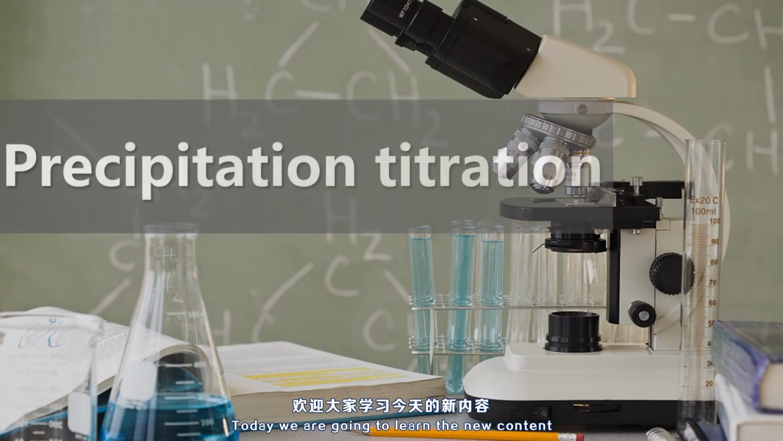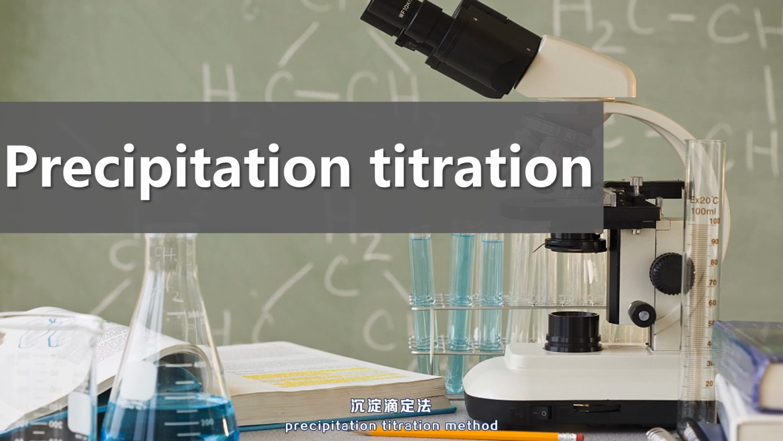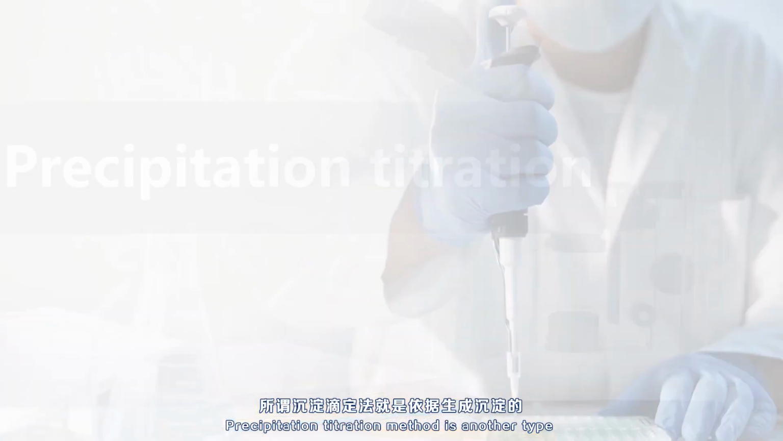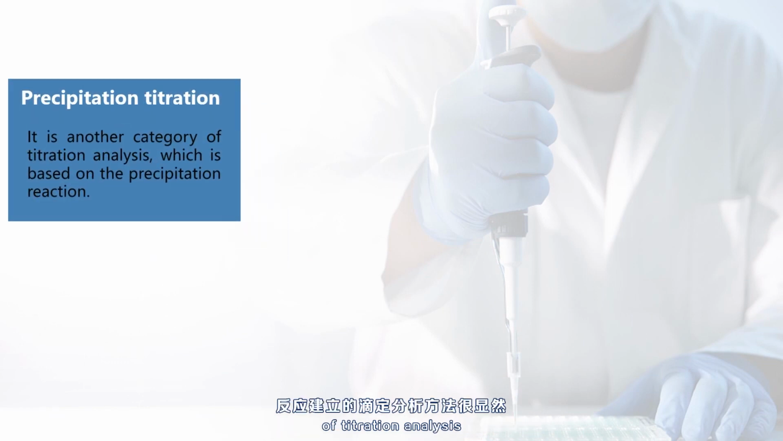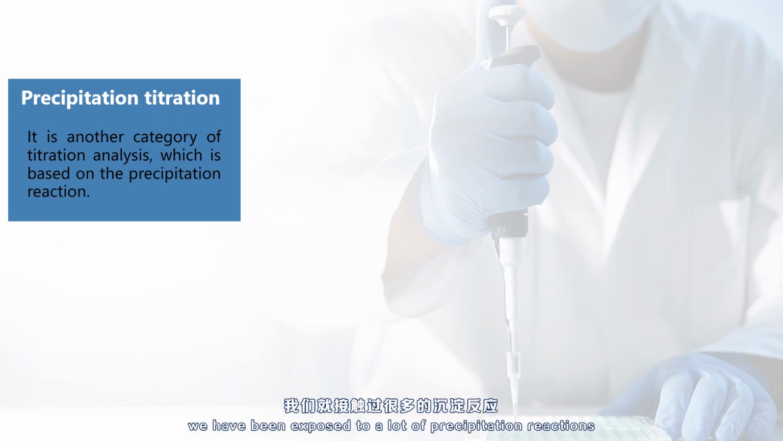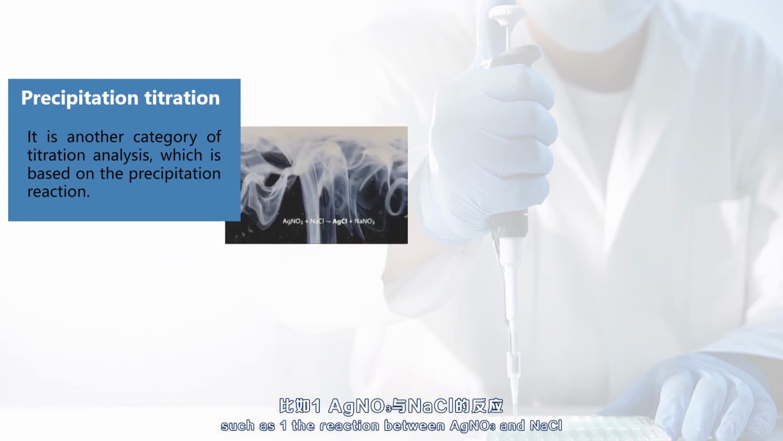Everyone, today we are going to learn the new content, precipitation titration method. Precipitation titration method is another type of titration analysis which is based on the precipitation reaction. In high school, we have been exposed to a lot of precipitation reactions, such as: 1.